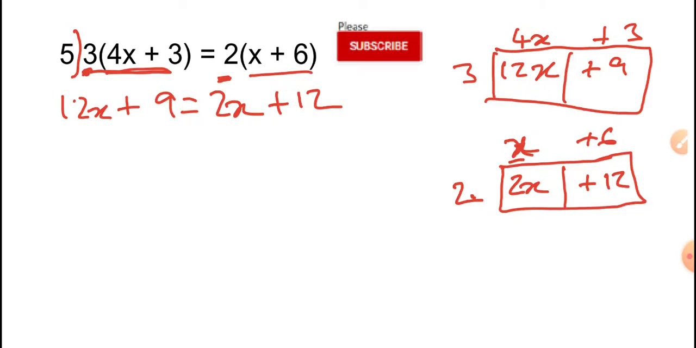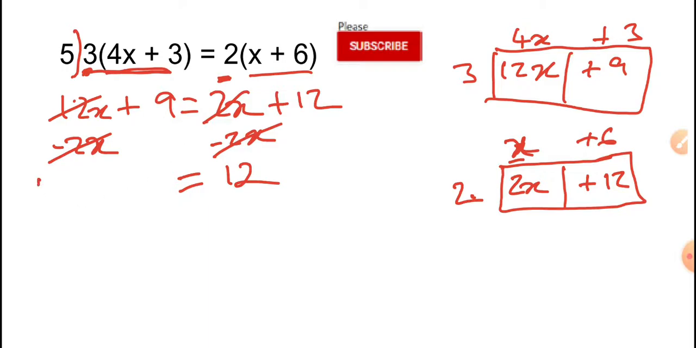Now we ask ourselves which side has more x's. So obviously the left hand side with 12x has more x's than the right hand side, which only has 2x. That means I want to collect all the x's on the left hand side, and I do not want to see any x's on the right hand side, which means I have to take away 2x on this side to get rid of this 2x, and take away 2x there. So on the right hand side, 2x minus 2x is just 0, plus 12, which we just write as 12. On the left hand side, 12x take away 2x is 10x, and the plus 9 just copy it down.